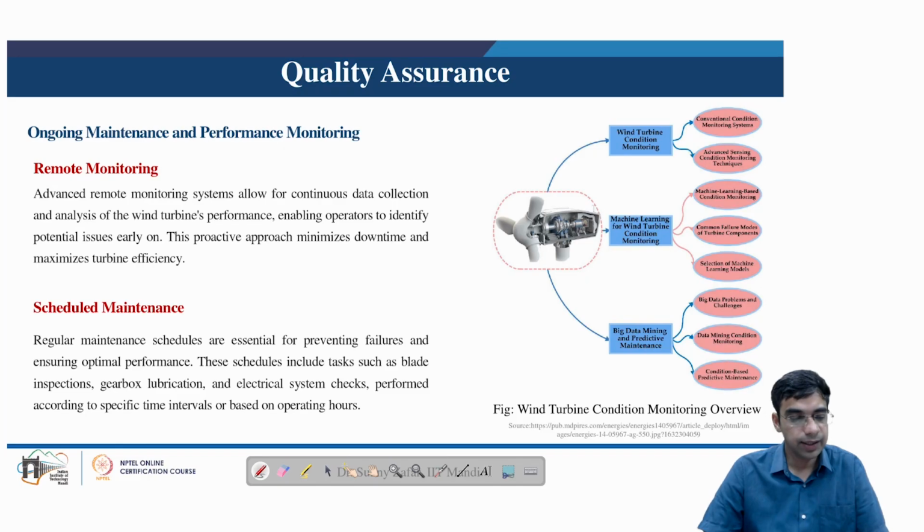Scheduled maintenance: regular maintenance schedules are essential for preventing failure and ensuring optimal performance. These schedules include tasks such as blade inspection, gearbox lubrication, and electrical system checks, performed according to specific time intervals or based on operating hours. This type of ongoing maintenance and performance quality can lead to wind turbine condition monitoring, and the data collected from these efforts can be used for machine learning for wind turbine condition monitoring, big data mining and predictive maintenance.